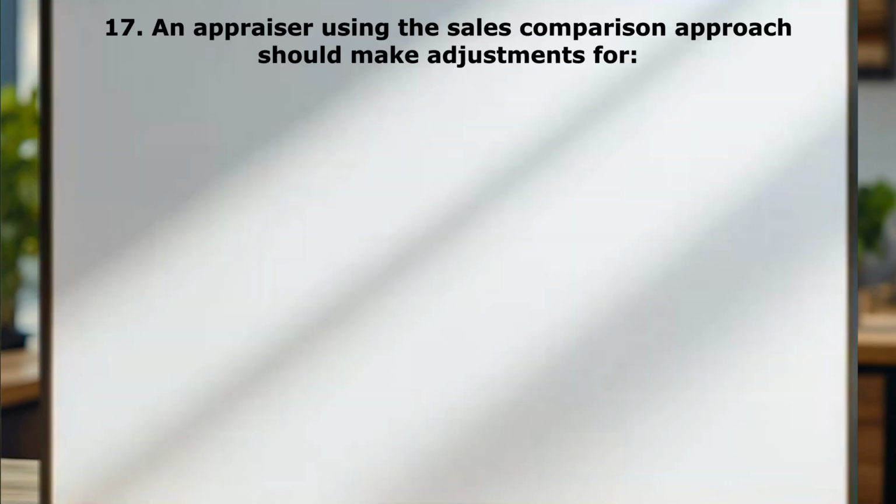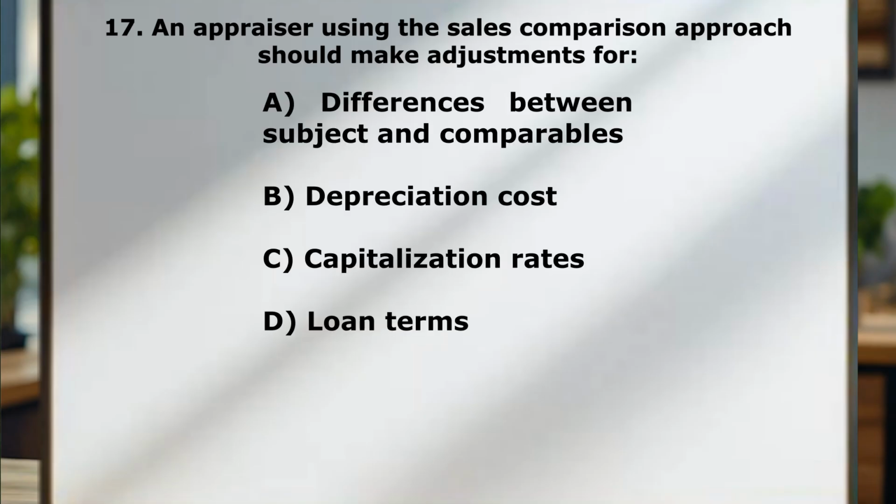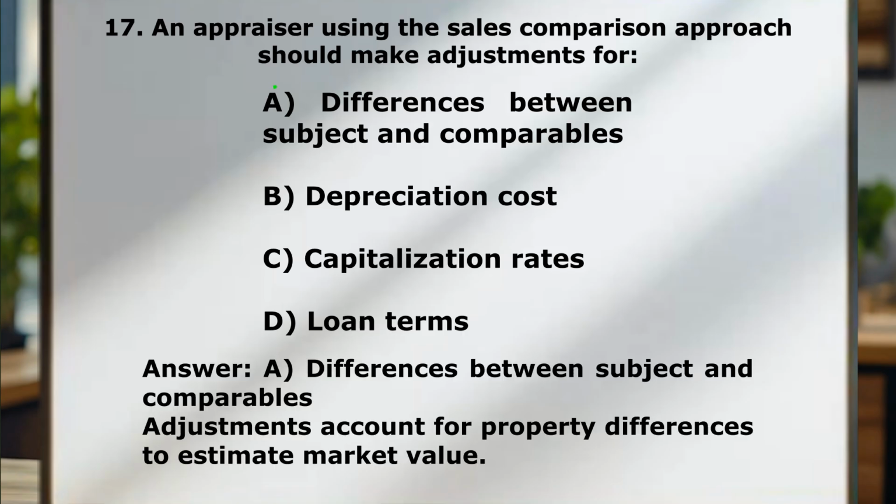Question number 17, an appraiser using the sales comparison approach should make adjustments for A, differences between subject and comparables, B, depreciation cost, C, capitalization rates, D, loan terms. Correct answer here is A, differences between subject and comparables.